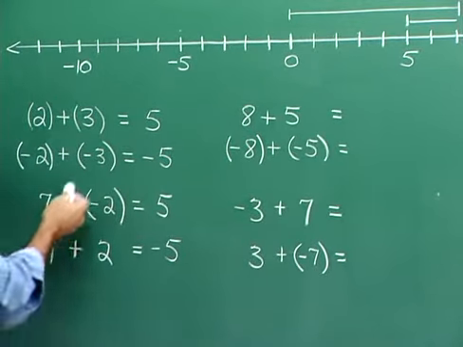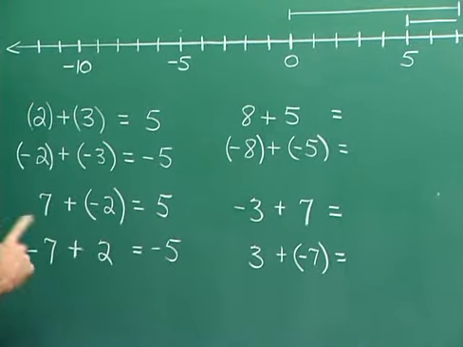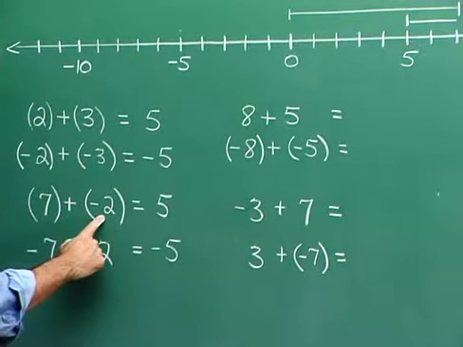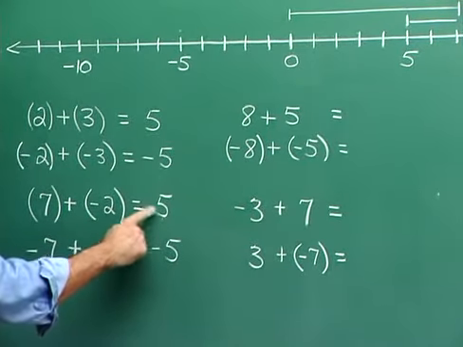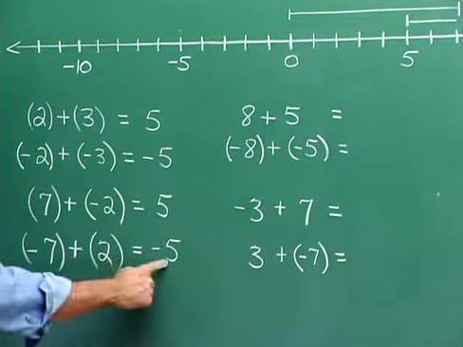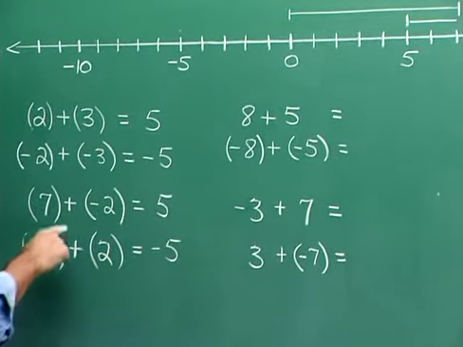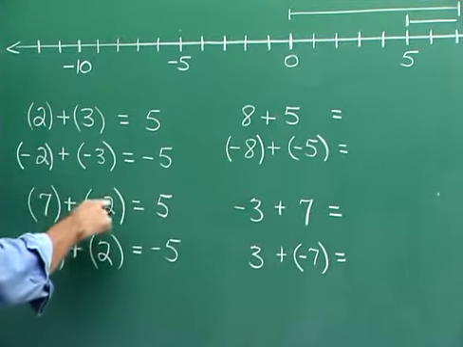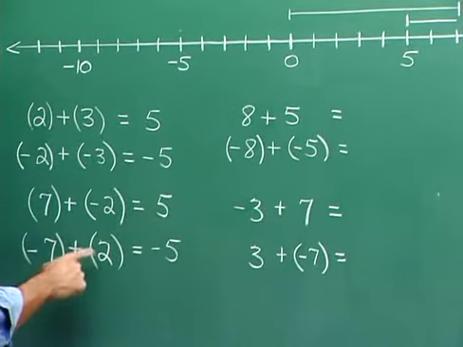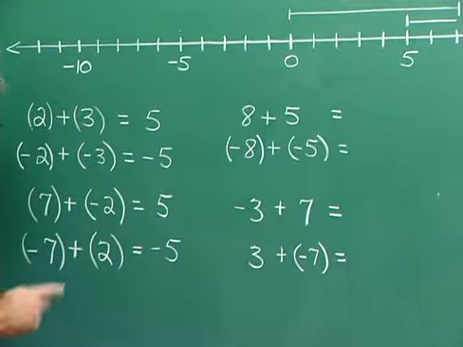Now, in these problems, we have a positive number being added to a negative number. Here it's a +7 with a -2, and we get a positive result. But here we have -7 and +2, and we get a negative result. So sometimes when we add positives and negatives, we get a positive result, and sometimes we get a negative result. So sometimes positive, sometimes negative. Now, how can we tell?